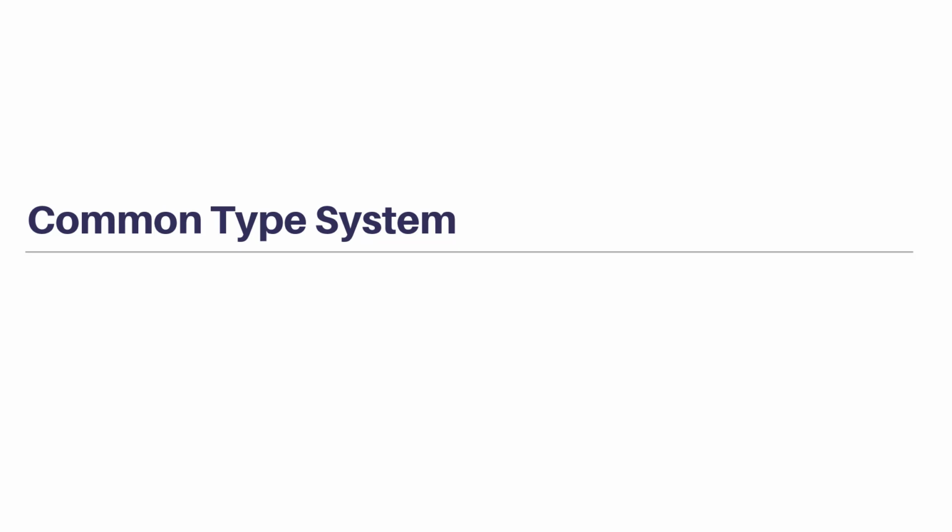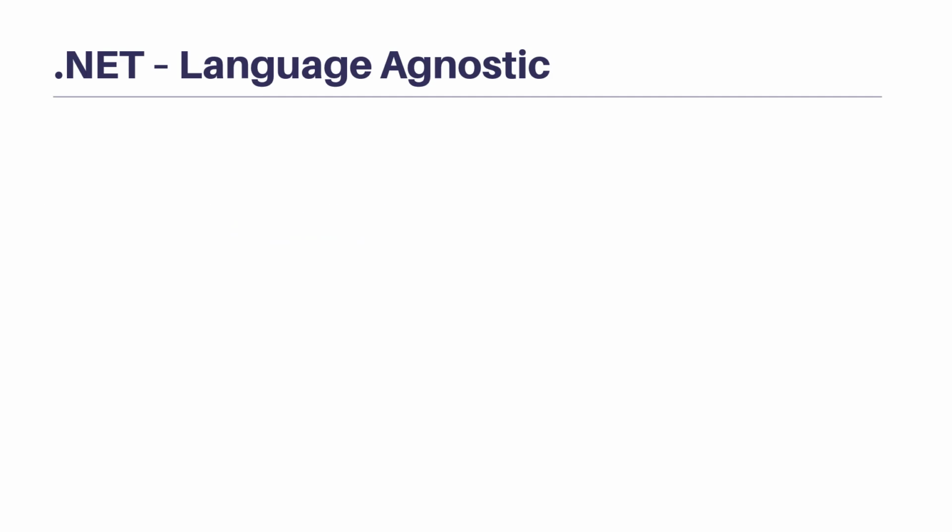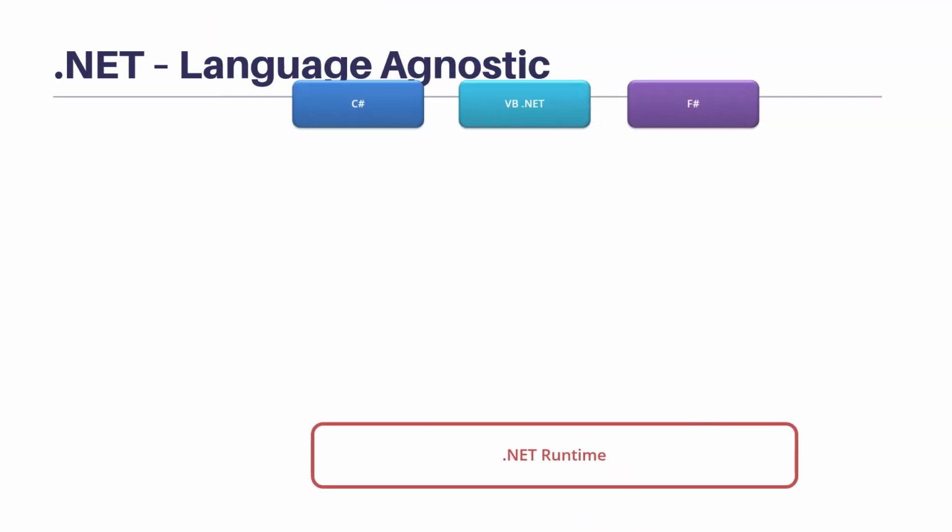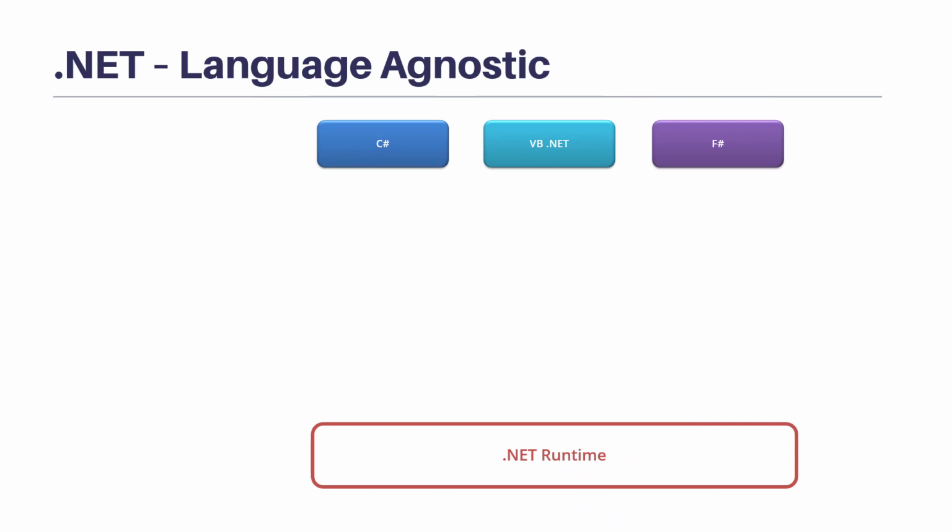Before discussing about the custom types, let's take a step back and let's discuss about what is Common Type System. Common Type System is also referred to as CTS. As we know, the .NET implementation is language agnostic. This means that .NET supports multiple languages. Whether you write code in C# or VB.NET or F#, .NET Runtime will be able to run that code. But .NET Runtime understands only intermediate language. So how is it possible for .NET Runtime to run the code which is written in various programming languages?